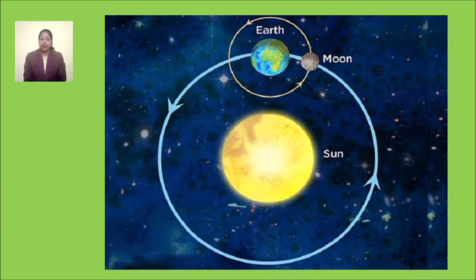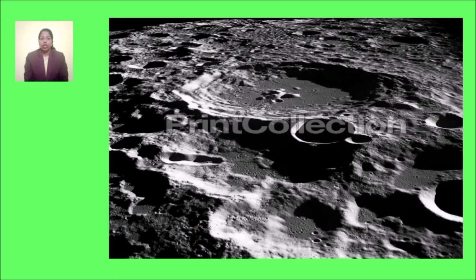And do you know, children, how many days the moon takes to complete one rotation? The moon takes 29 days to complete one rotation. And there is no water on the moon. However, scientists of ISRO, Indian Space Research Organisation, found that the moon has craters, mountains and rocks. What are craters? Craters are round, cup-shaped hollows.